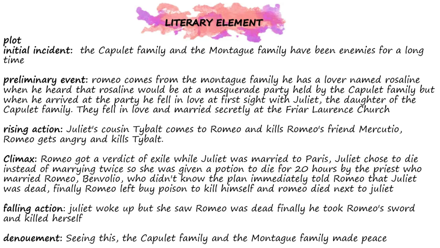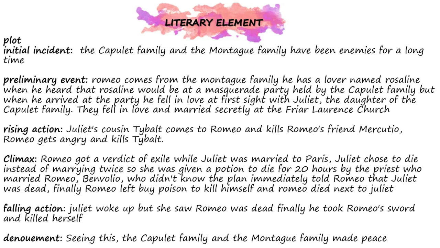But when he arrived at the party, he fell in love at first sight with Juliet, the daughter of the Capulet family. They fell in love and married secretly at the Friar Lawrence church. And there is the rising action, which contains Juliet's cousin Tybalt coming to Romeo and killing Romeo's friend Mercutio. Romeo gets angry and kills Tybalt.